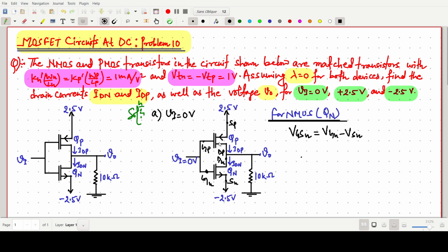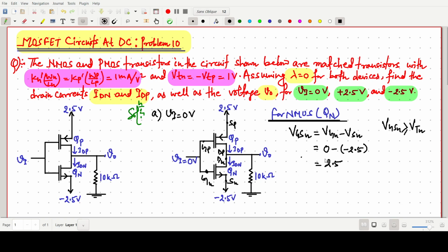Source is connected to the supply. Why are we doing this? Because first we have to check whether VGS is greater than or equal to VTN or not. Then we can say whether this one is operating, on or off. So that's why the first thing we have to do is find the gate to source voltage. Here VGN is now 0 volt, minus VSN, the source of N terminal, is connected to minus 2.5, so it should be 2.5 volts simply.